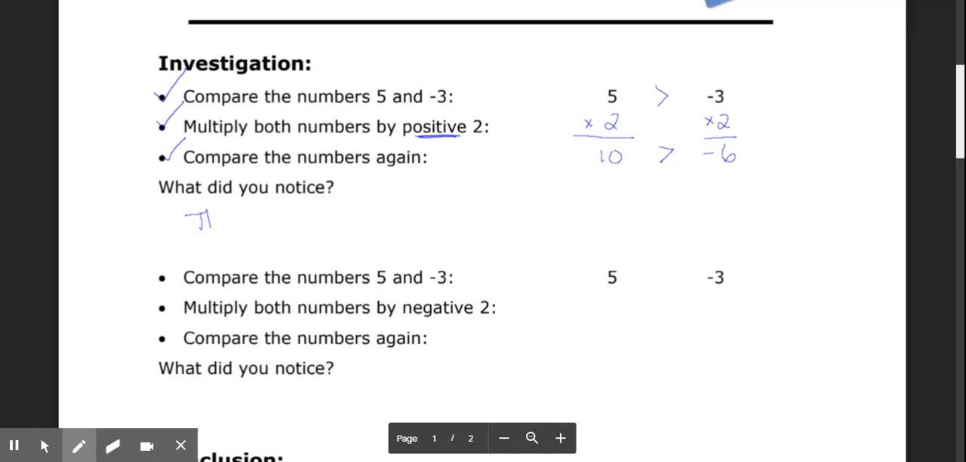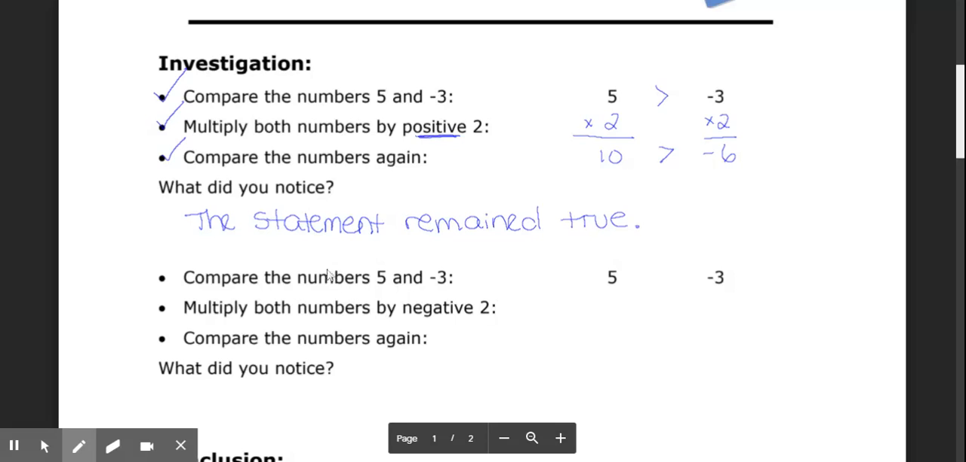The statement remained true. And that probably makes sense to you so far. In a previous lesson, we talked about adding and subtracting with inequalities, and we were able to add or subtract with no problem. Let's take a look at the second investigation.